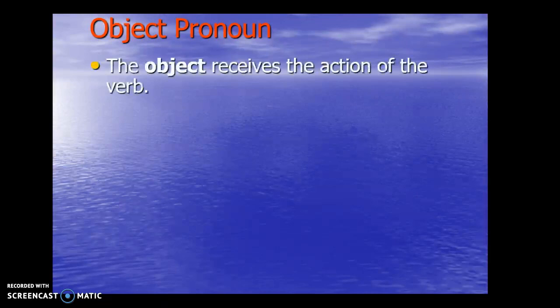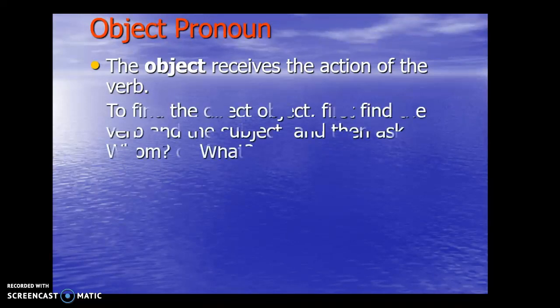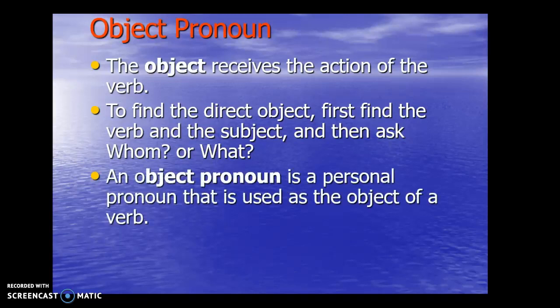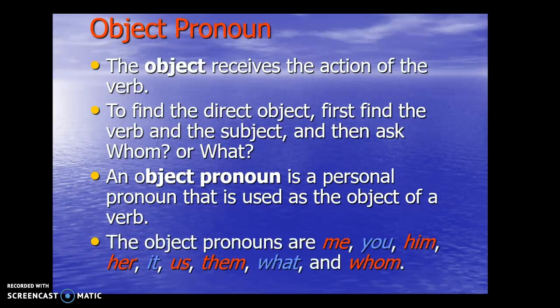Now, don't worry about being able to identify direct objects and that kind of thing. The most important thing for me is to know usage, and I'm going to show you how to test it so that you don't need to know whether it is a direct object or an object of the preposition, okay? But an object is the thing that receives the action of the verb. It has to be an action verb. So you find the verb and then the subject, and then you ask who or whom or what. So an object pronoun is a personal pronoun that's used as the object of a verb.